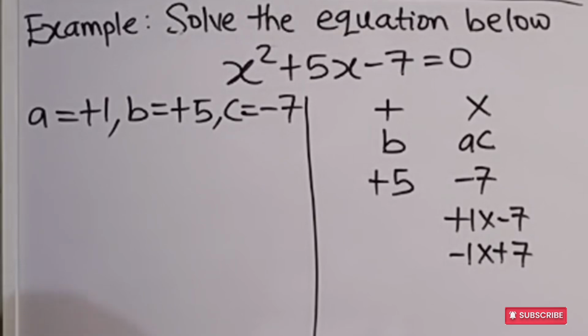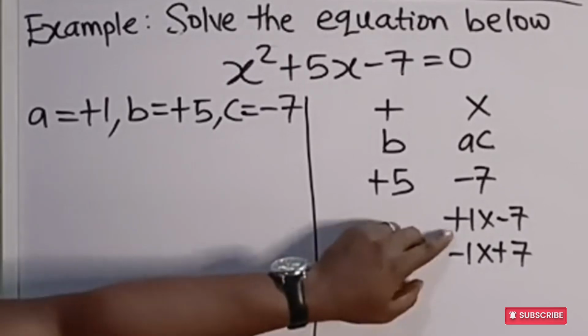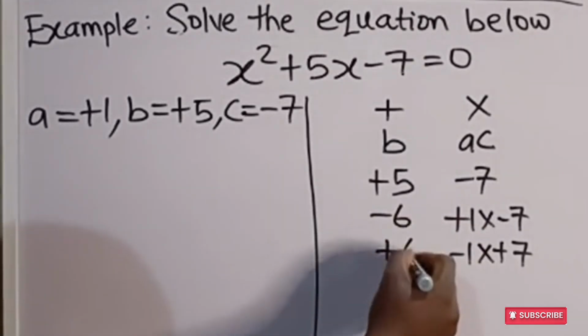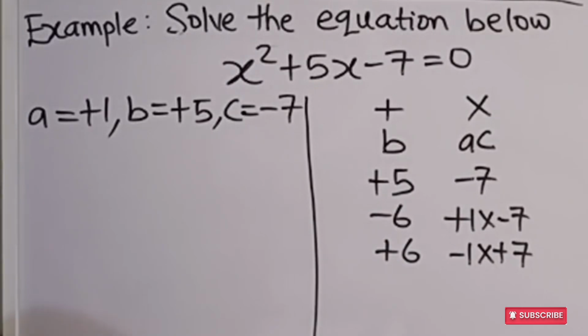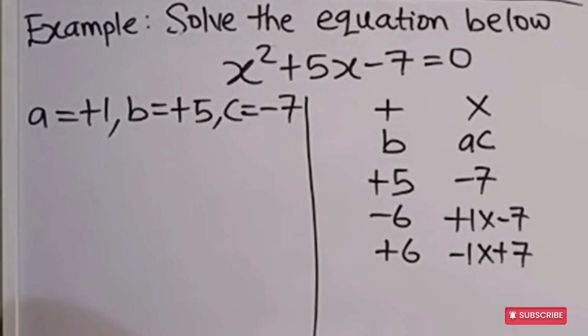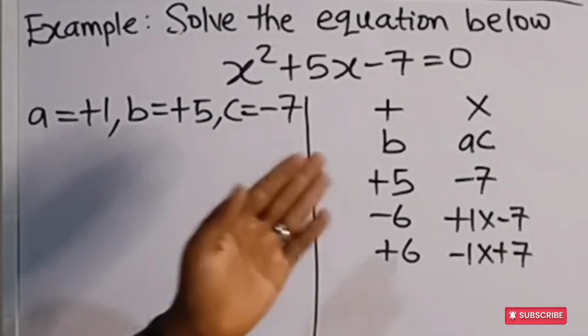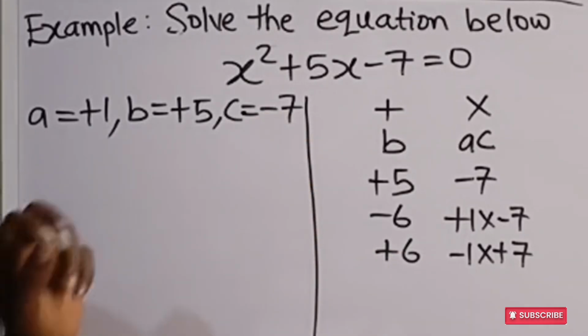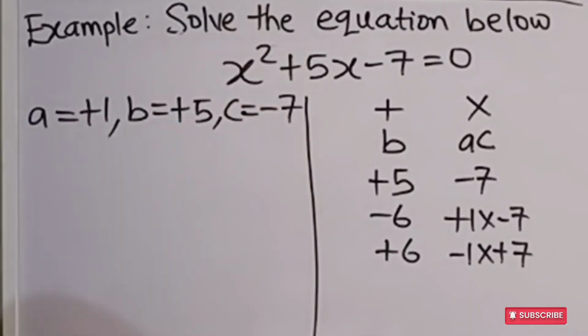But will they add themselves to give us plus 5? Plus 1 minus 7 will give us minus 6. Minus 1 plus 7 will give us plus 6. So none of these combinations can both multiply themselves to give us AC and add themselves to give us B. This means this question cannot be solved using the factoring method, right? Once you cannot have two numbers that will multiply themselves to give us AC, and those same two numbers will add themselves to give B, that means you cannot use the factoring method to solve that question.